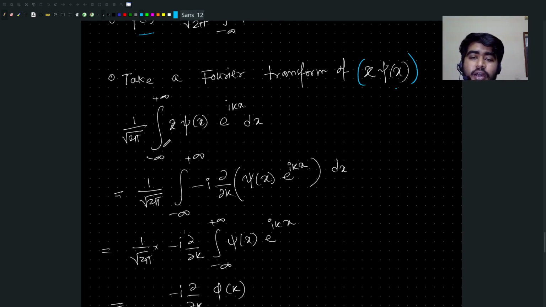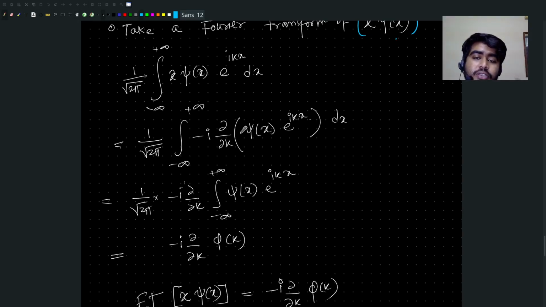Okay, so now let's think about this object x times psi of x, and we can actually do a Fourier transform of this whole equation. So if we do that, this comes inside the integrand, and we see that if we take a derivative with respect to k of only this part, we will get an x. So to compensate the I, I have also put an I here.